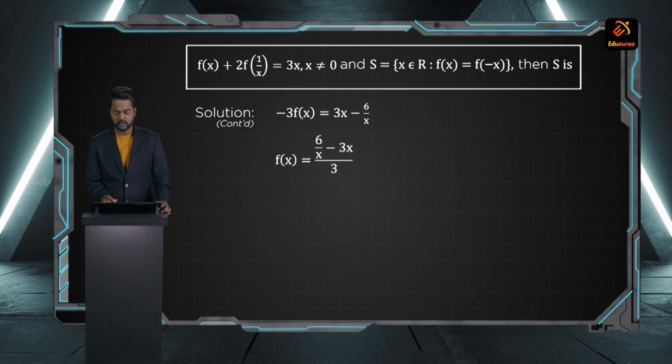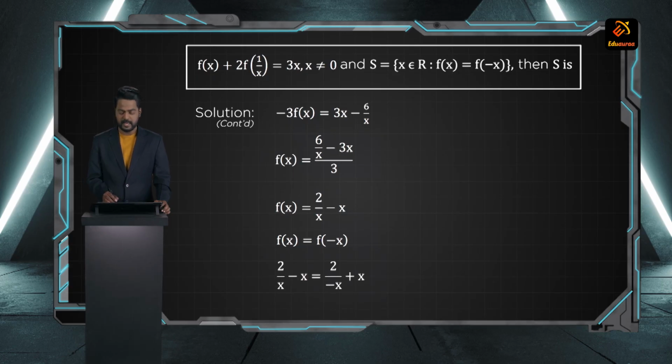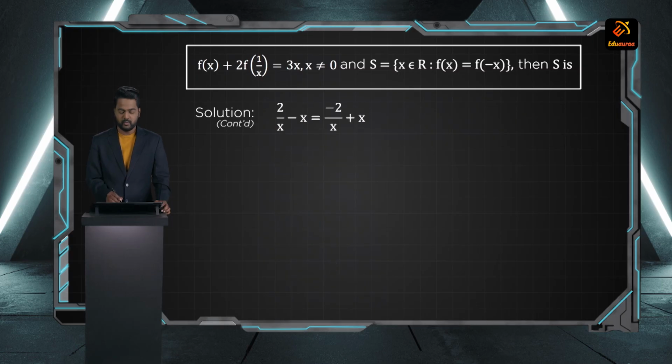So f of x will be equal to (6 by x minus 3x) the whole upon 3. So f of x will be equal to what? 2 upon x minus x. So f of x is 2 upon x minus x. Now according to the given condition, f of x is equal to f of minus x. So 2 upon x minus x is equal to what? 2 upon minus x plus x. So it will be 2 upon x minus x is equal to minus 2 upon x plus x.